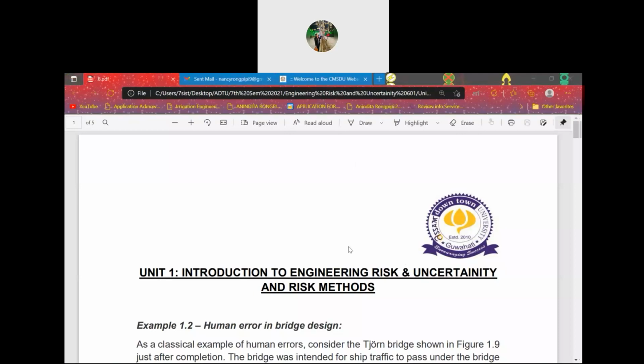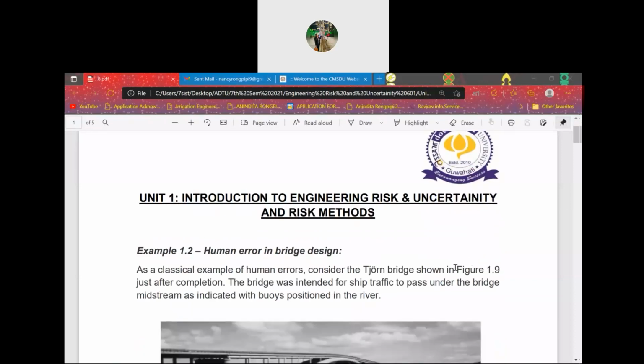So, good afternoon, students. We'll continue with our previous lecture, which was human error. The human error that takes place during a bridge design we'll discuss today. The first example that I've cited is human error in bridge design.